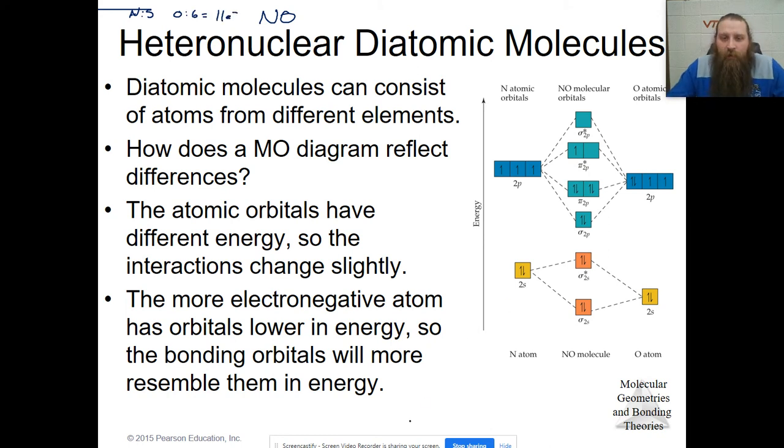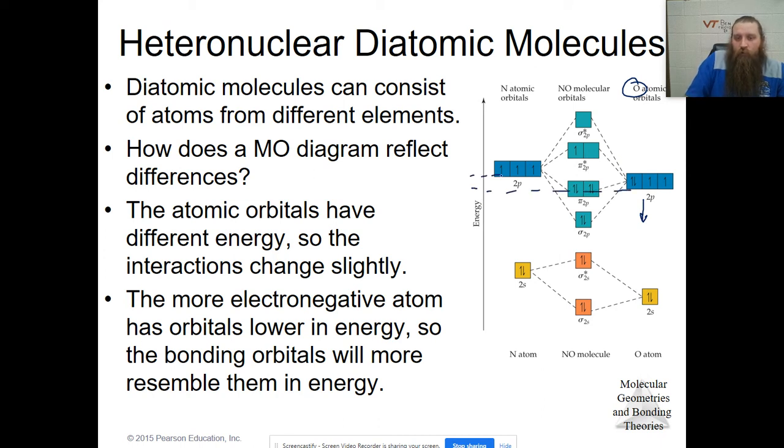If we layer that into a molecular orbital diagram, then the first thing you might notice is that this 2p and that 2p are not even. That's because there are different levels of energy based on how electronegative you are. So more electronegative atoms, which in this case O is more electronegative than N, should be lower on this energy scale for degenerate orbitals, the same orbital, 2p.